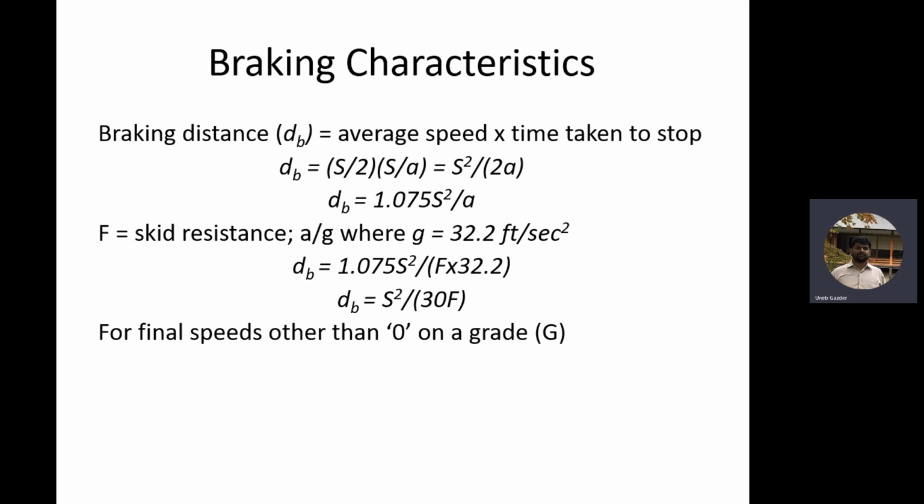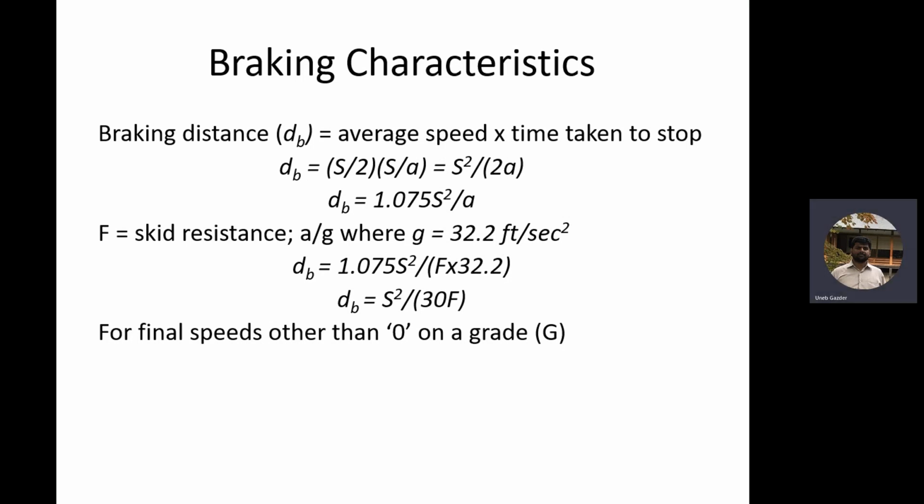So A will be replaced with F into G, and G is a constant, whatever unit system you are using. Here they are using feet for the time being, so they will put the value of 32.2, and then you get the equation which you see over there. After putting the value of 32.2, if you do 1.075 upon 32.2, it will be a very small number. So to avoid the small number, we took the inverse and put it in the denominator. Instead of getting 0.00 something, now you have 30 in the denominator, which is good.